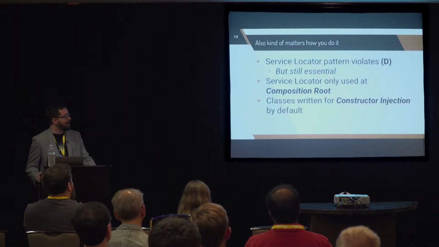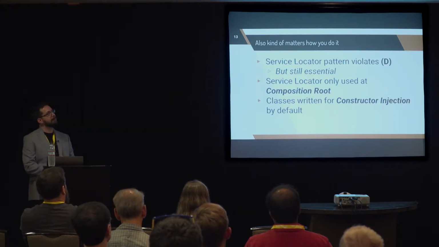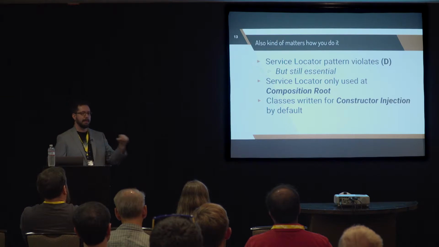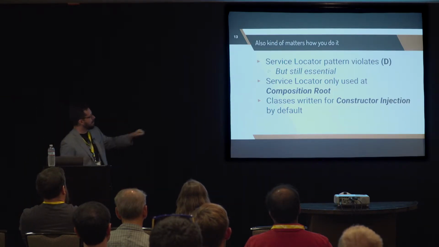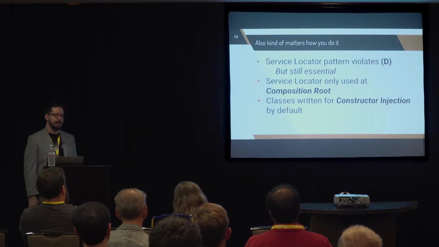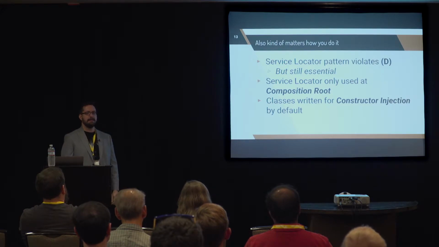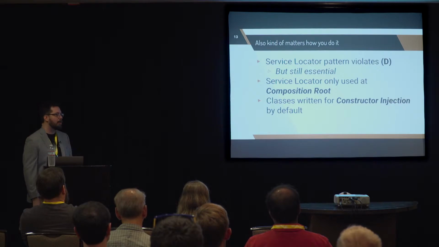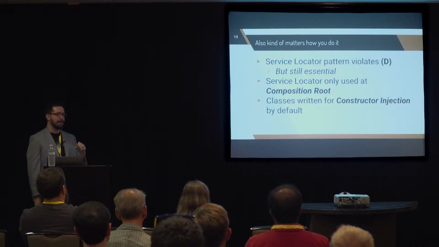Dependency injection also matters in how you do it. There's a thing called the service locator pattern, where it handles the composition of stuff: go fetch me a required service. But that violates the D in SOLID, the dependency inversion. You are telling your code to have an explicit coupling to some implementation of something. It might be flexible, you might be able to substitute stuff out, but it isn't dependency injection. Service locator is still used in dependency injection. It's just used as something called the composition root.